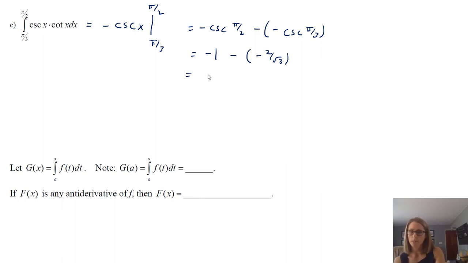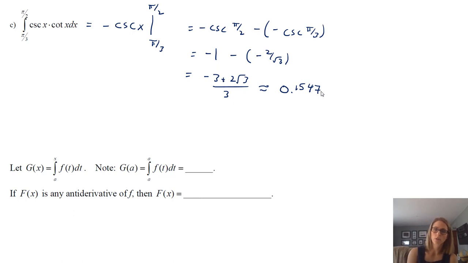Basically, we're just simplifying that. Depending on what you're being asked, this would be the exact answer here. That's just me combining it into one fraction. Or you can simplify it, depending on what you're being asked, and here would be the decimal approximation. So just make sure to pay attention to how you're being asked to give the answer, because of course 0.1547 isn't exact.